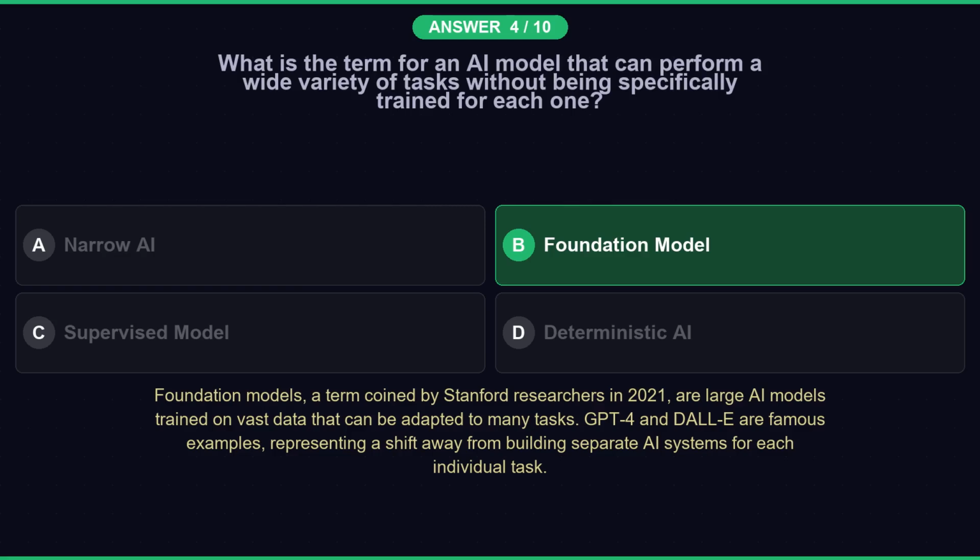The correct answer is B. Foundation model. Foundation models, a term coined by Stanford researchers in 2021, are large AI models trained on vast data that can be adapted to many tasks. GPT-4 and DALL-E are famous examples, representing a shift away from building separate AI systems for each individual task.